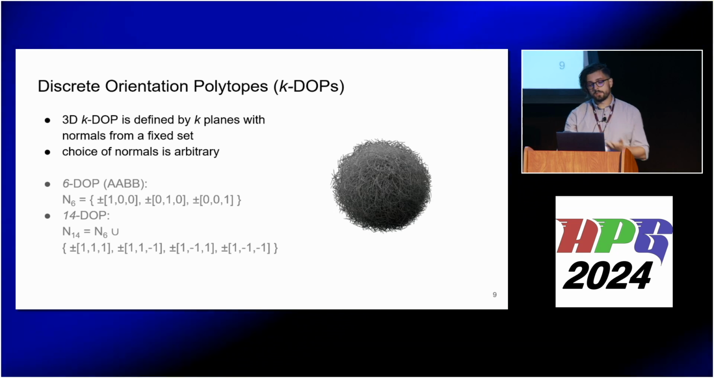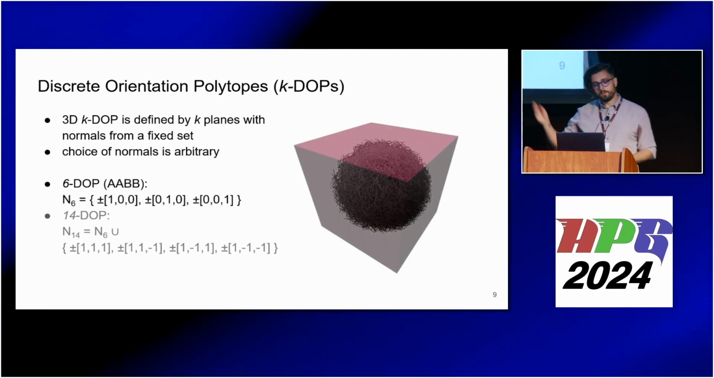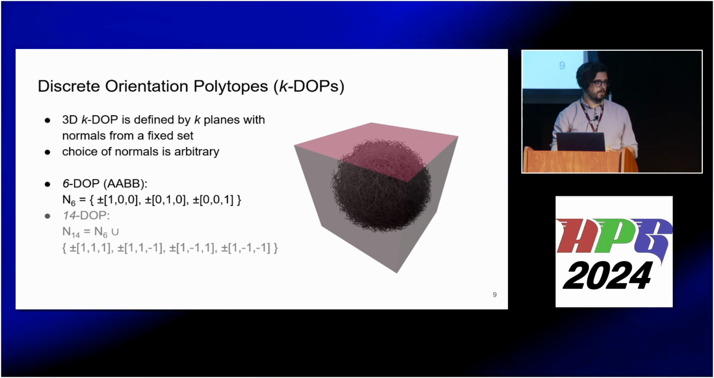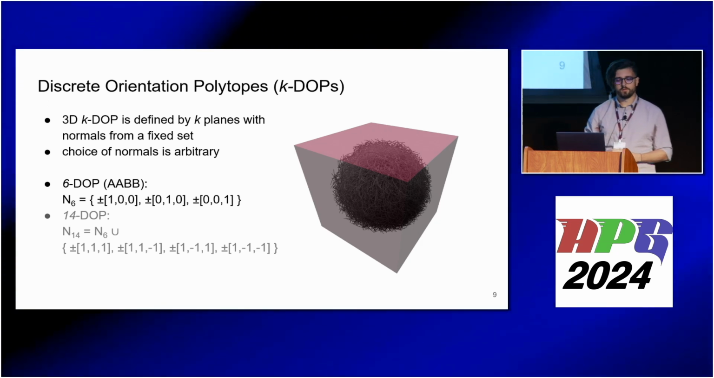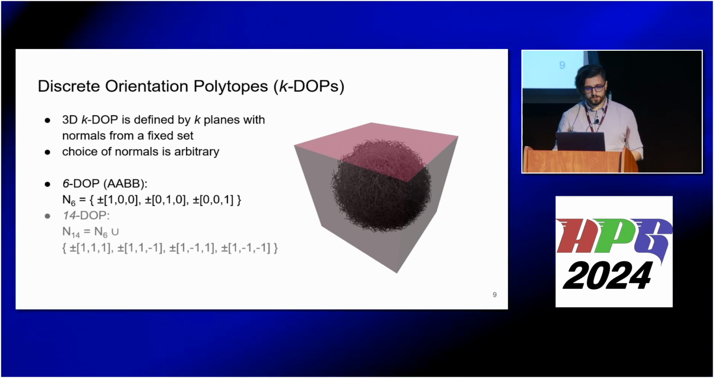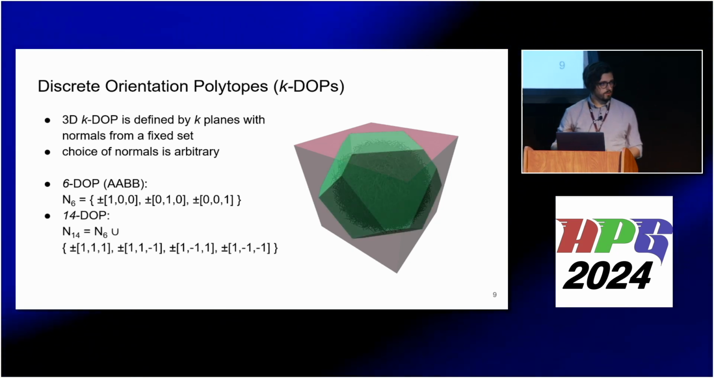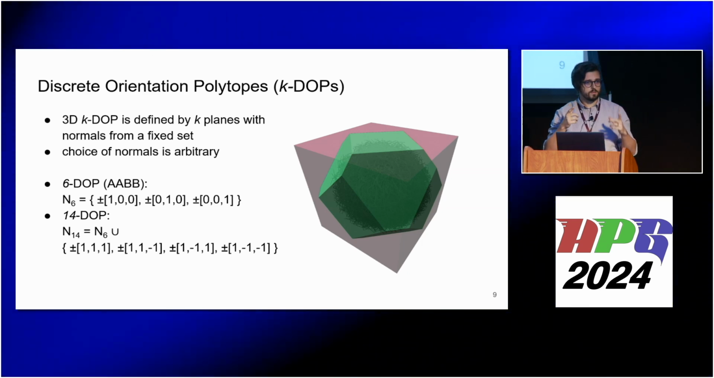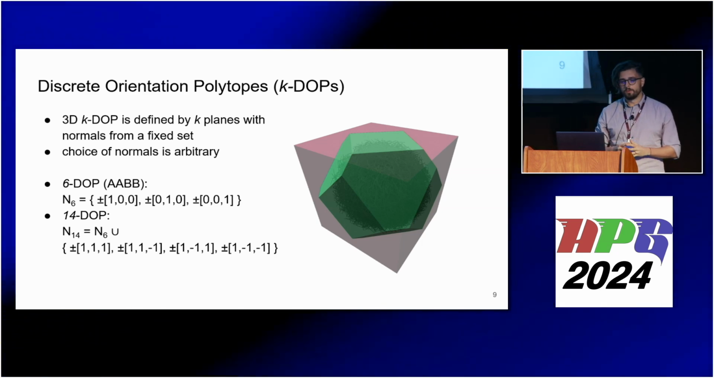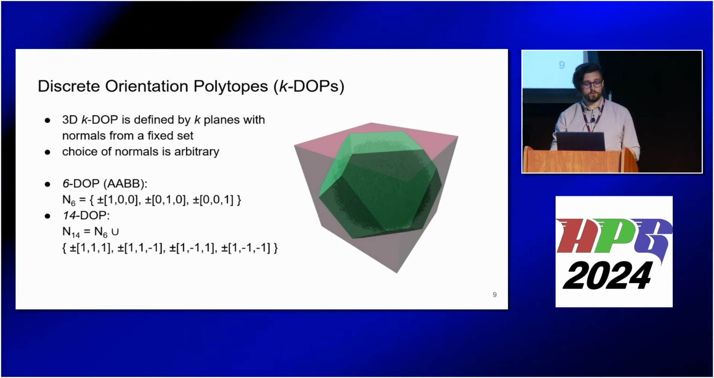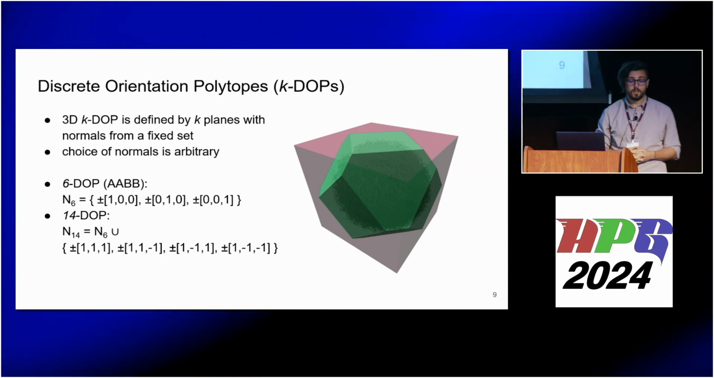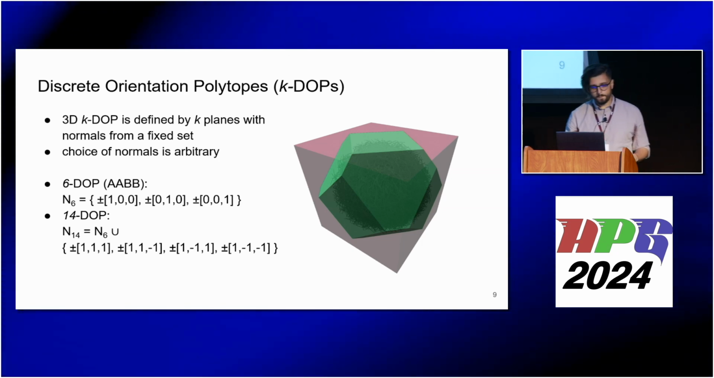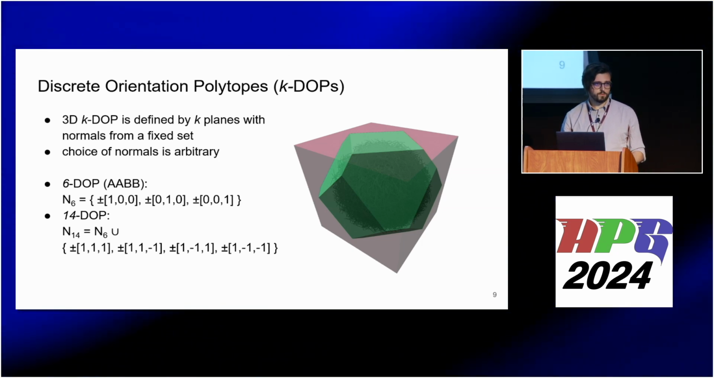So as an example, if we use the following set of six normals, we end up with a 6-DOP, which is actually an axis-aligned bounding box, a specialization of a general k-DOP. And if we proceed to extend this set by 8 additional normals, which, if you imagine a unit cube, are the vertices of the unit cube, we end up with a 14-DOP of this shape. We can informally describe it as an axis-aligned bounding box with cut corners. And this is the k-DOP we actually focus on the most in our work.